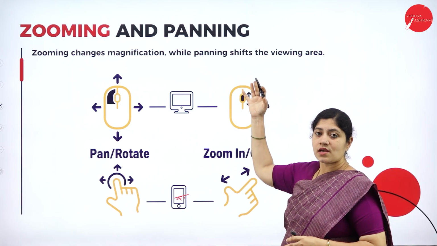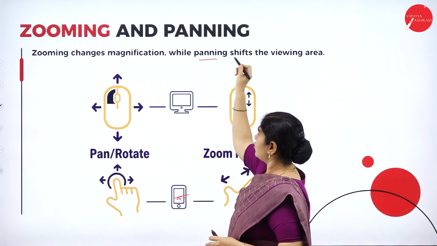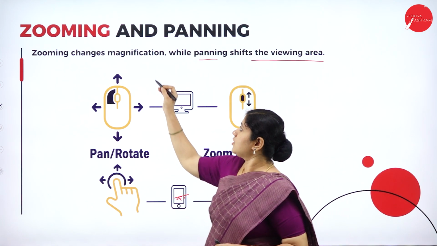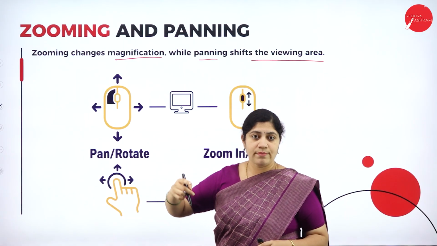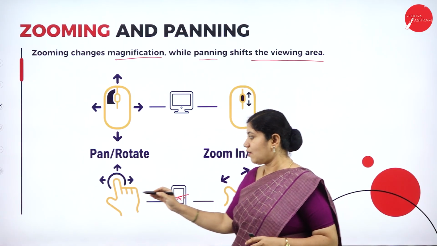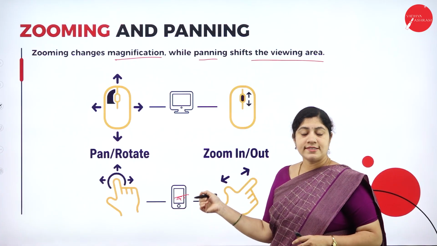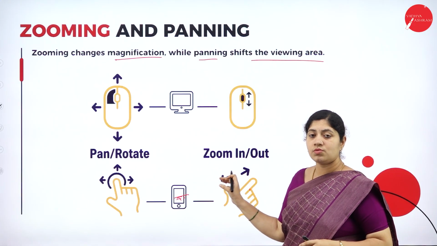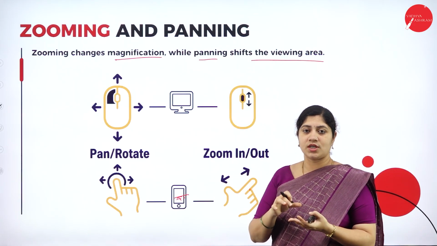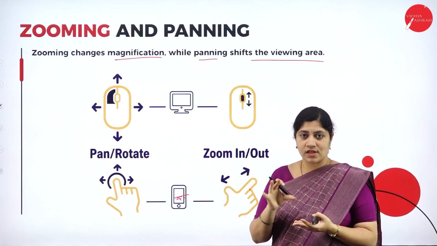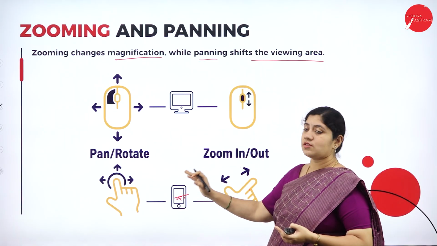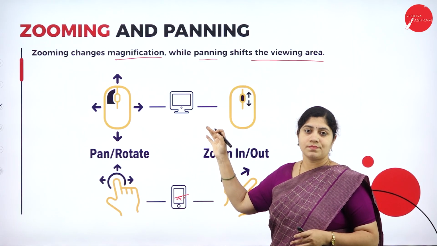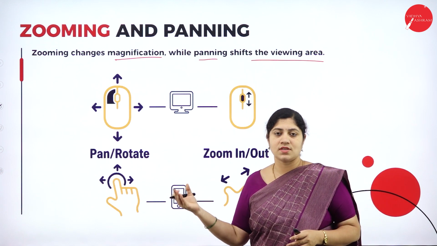So yes, that is about the panning. What is panning? It just shifts the viewing area, and zooming helps in magnifying an image. Now let's see over here, we have a zooming operation. We can see a zoom in which is happening, and we can also do the zoom out, correct? With two fingers on a touch screen, we can do zoom in as well as zoom out. So these are the two different types, and panning is just shifting the viewing area of an image or an object.